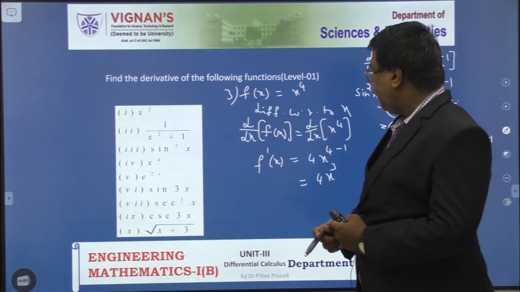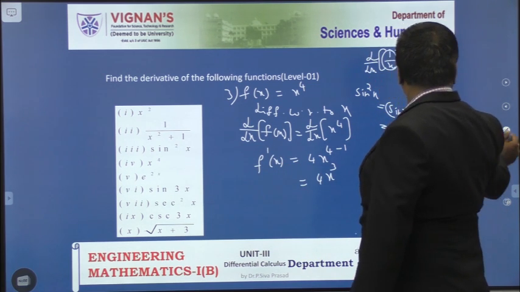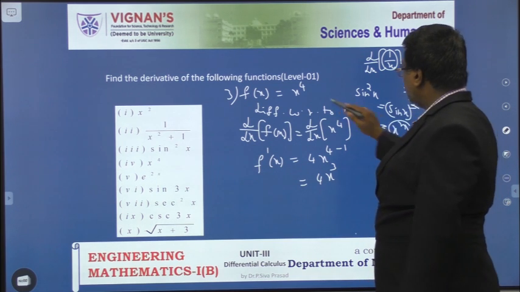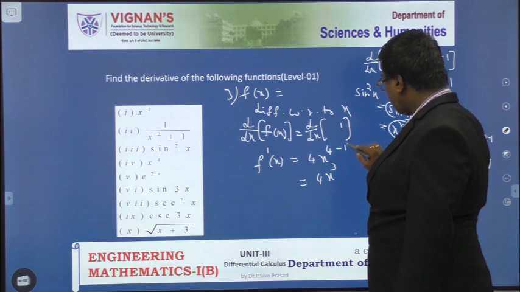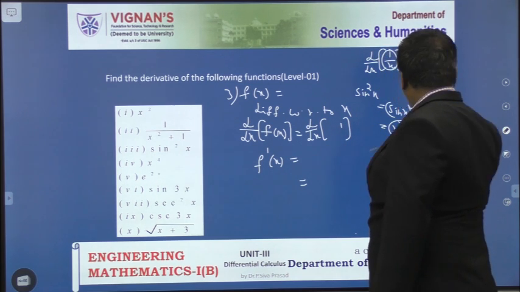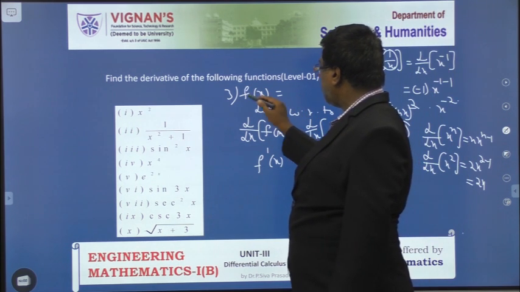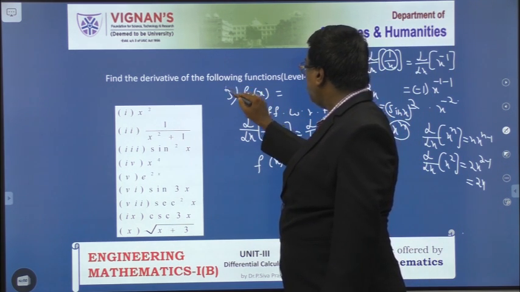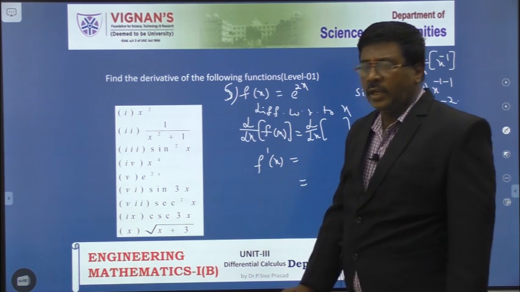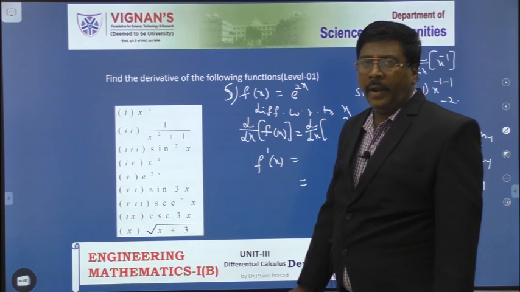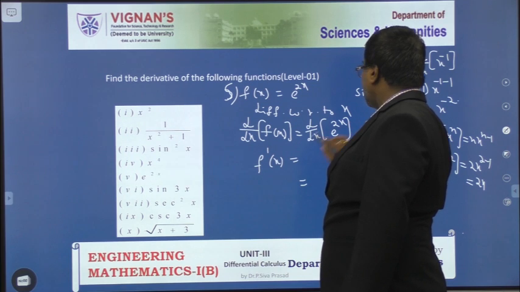Now, coming to the next one, it is e power 2x. How do we have to write it? f of x is equal to e power 2x. Differentiate with respect to x on both sides. d by dx of f of x is equal to d by dx of e power 2x.